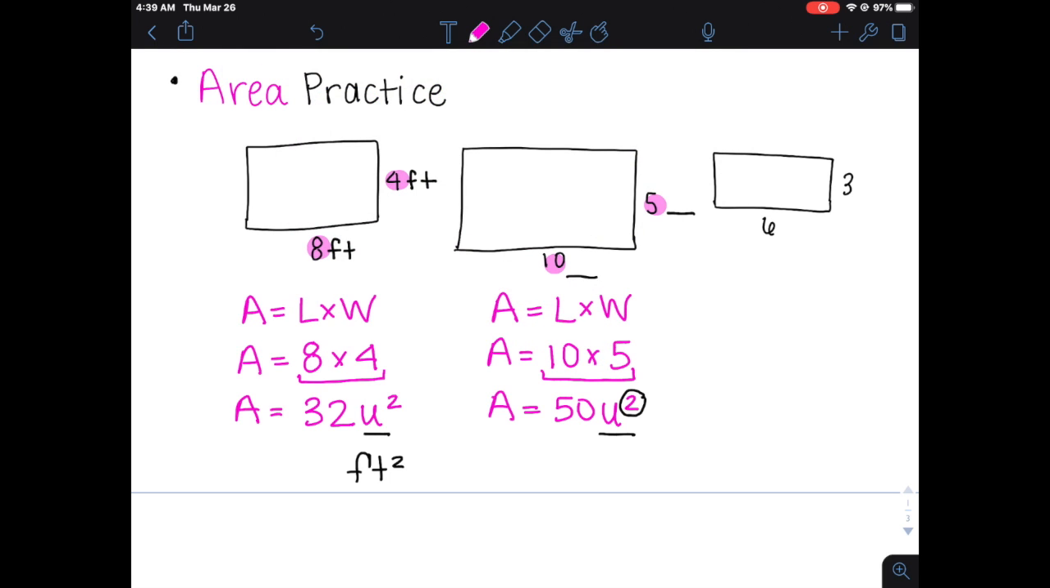Last one. Again, our formula for area is A equals length times width. Okay, we know that our length is 6 and our width is 3. So let's go ahead and fill in the information we know. Length was 6, width was 3. Okay, and now let's simplify this part of our equation. Area equals 18 units squared.